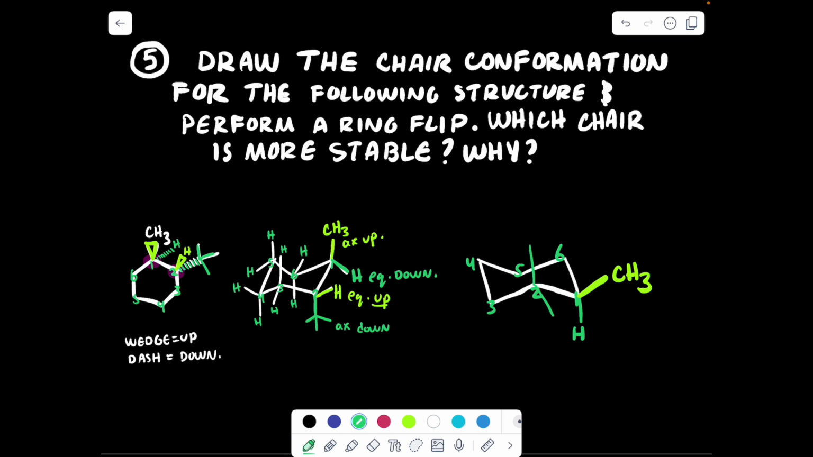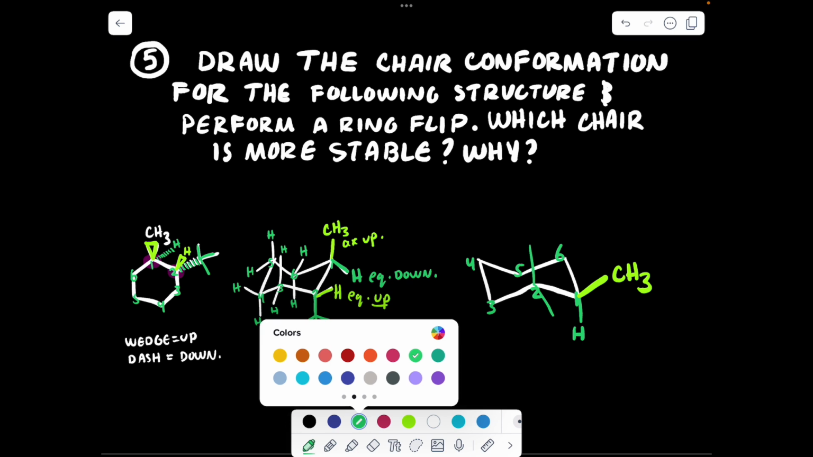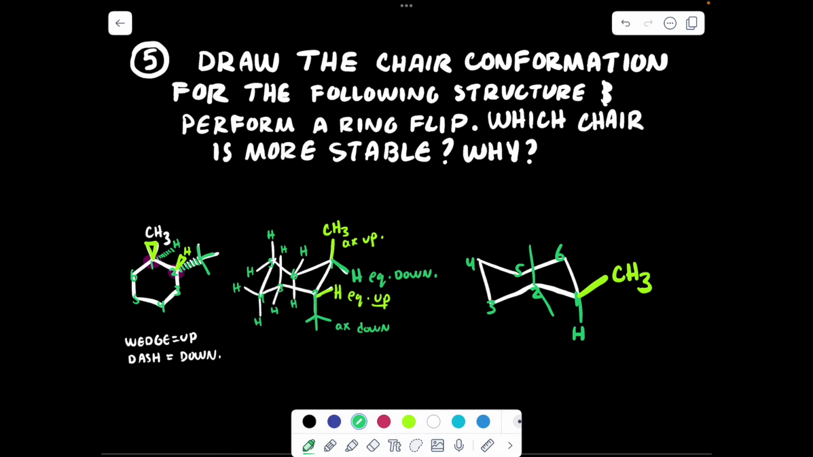Then on carbon number 2, the T-butyl group must stay down. So the down bond would be the equatorial, and the up bond would be the axial up, and the hydrogen would go on the up position because you want up to stay up, down to stay down. So if I label these, here I would have an equatorial up. Here I would have an axial down. Here I would have an axial up and an equatorial down.